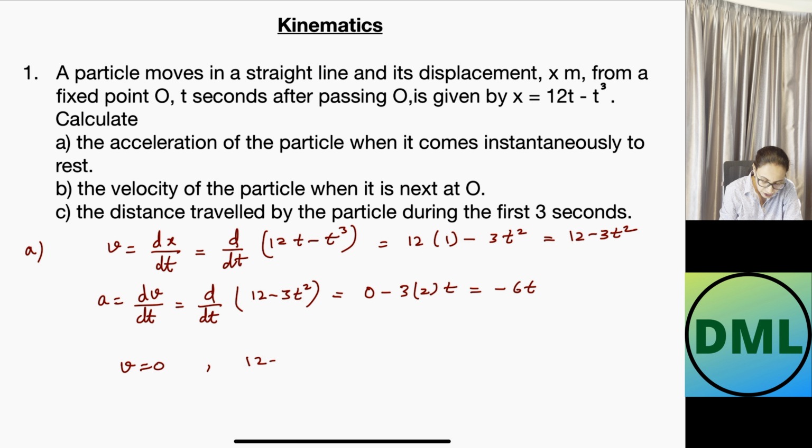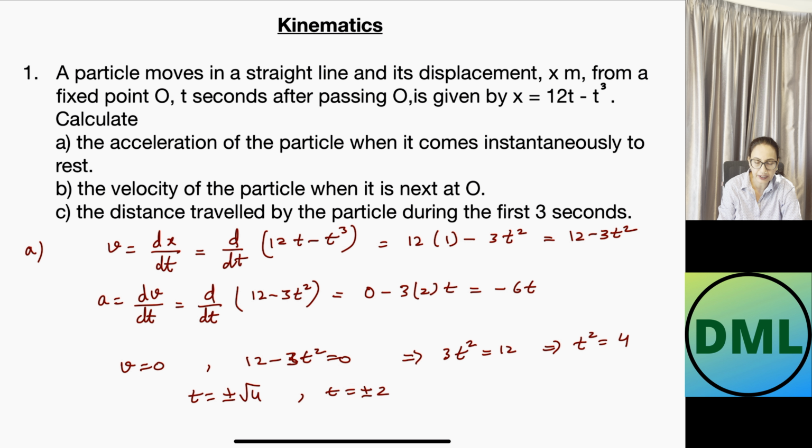Velocity is given as 12 - 3t^2 = 0, which can be written as 3t^2 = 12, so t^2 = 4. t = plus or minus root 4. This gives you t = plus or minus 2. Time cannot be negative, so my answer for time is 2 seconds. That will be the time.